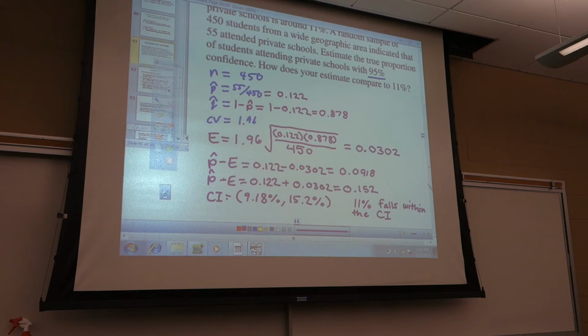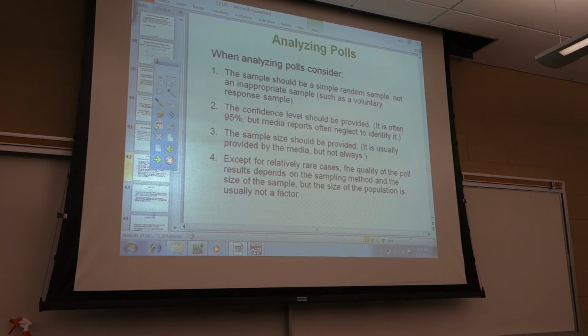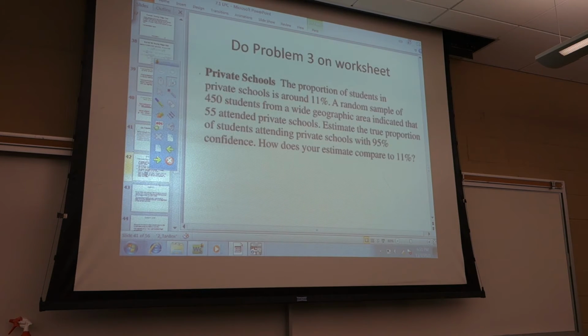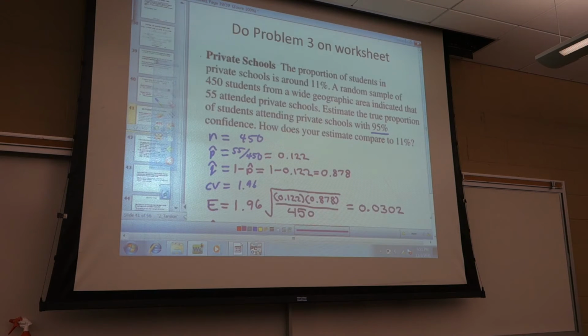Good. Everybody on board with that? So 11% seems fine because it falls right inside that range. You can also use it as a decimal, it's fine. So as a decimal it would be these numbers here, 0.0918, yeah.